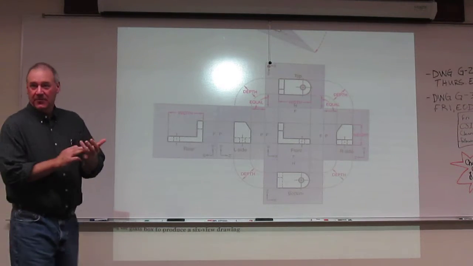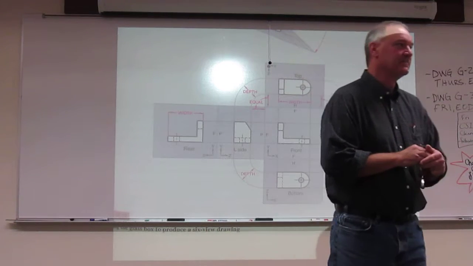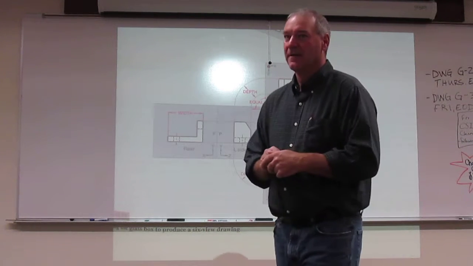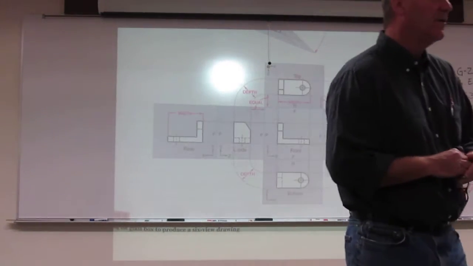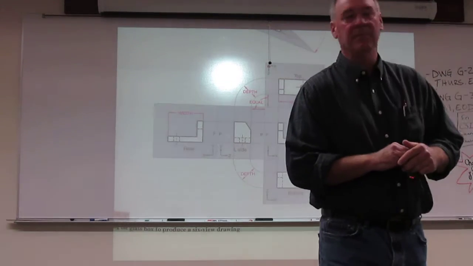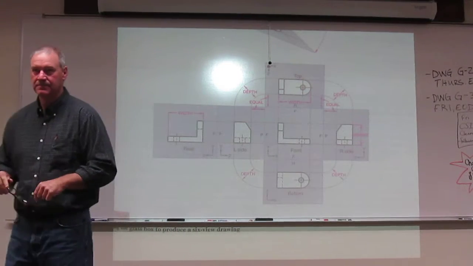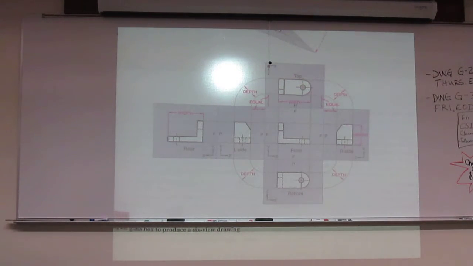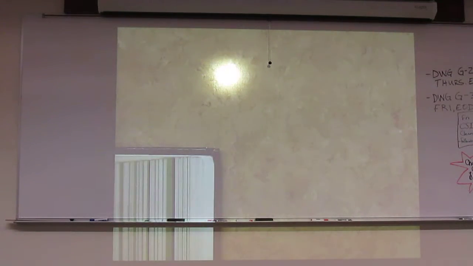Know the difference between a related view and an adjacent view? As far as the three planes that you will see on any object, know the definitions of a normal plane, an inclined plane, and an oblique plane. I think that covers most of the process of orthographic projection.